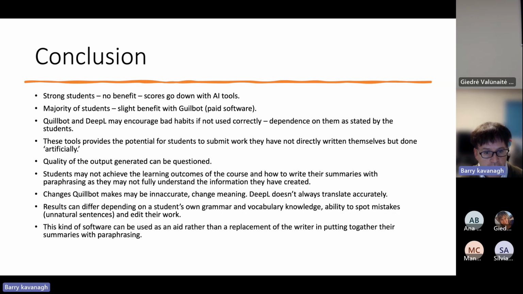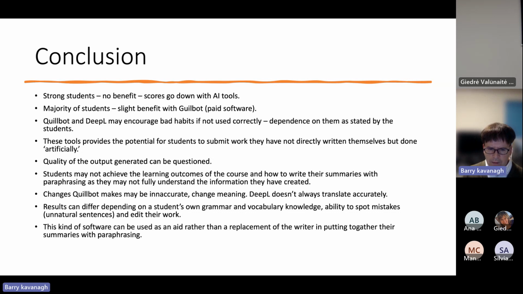And the quality of output generated can be questioned. Students may not achieve the learning outcomes of the course and how to write their summaries with paraphrase, as they may not fully understand the information they have created. So changes Quillbot makes may be inaccurate, may change meaning, and DeepL doesn't always translate accurately. So results can differ depending on the student's own grammar and vocabulary knowledge and their ability to spot mistakes or unnatural sentences and edit their work.